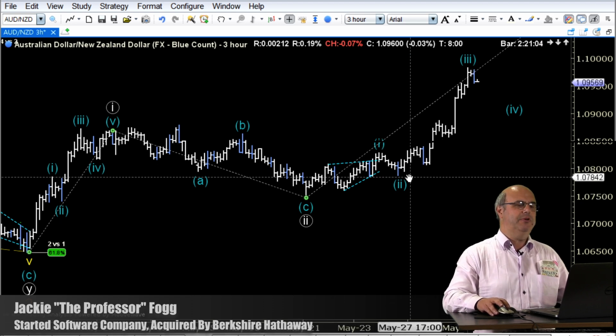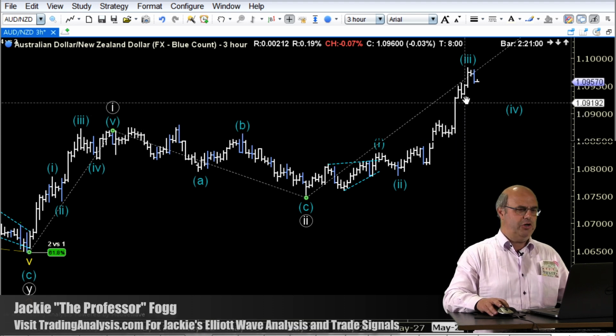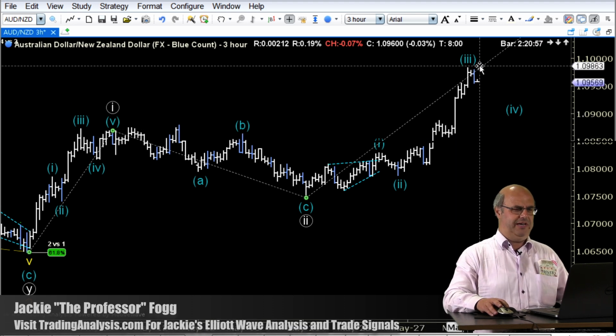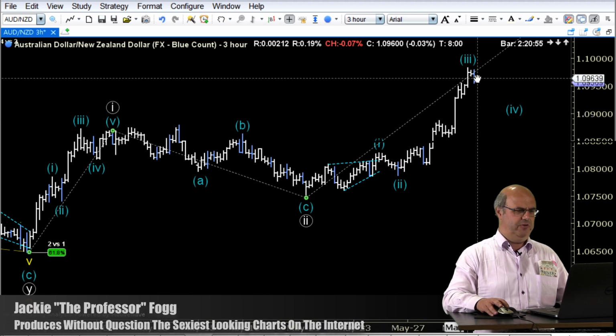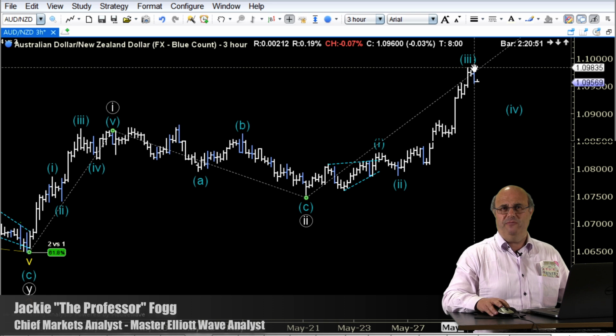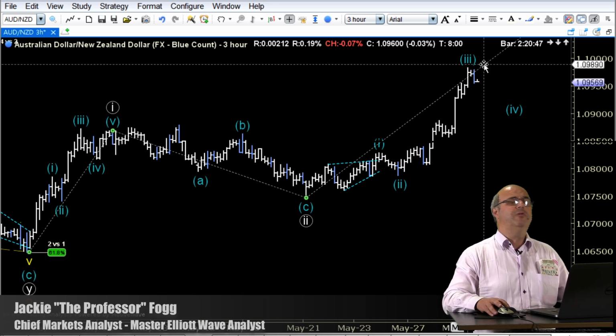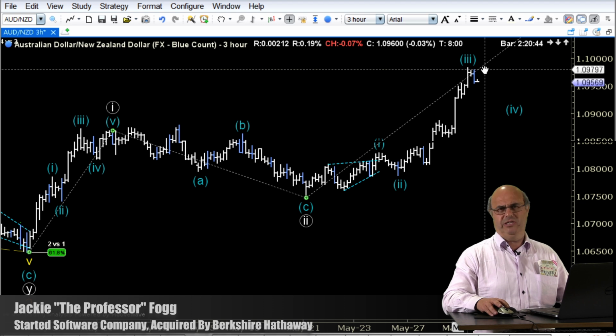Here is today's move from 109, from actually 108.50 to almost 110. That is such a beautiful move. The Aussie is strong. Now, there are a lot of people who've made money today. And there are going to be a lot of people tomorrow who are going to want to sell the Aussie dollars against the Kiwi dollar.